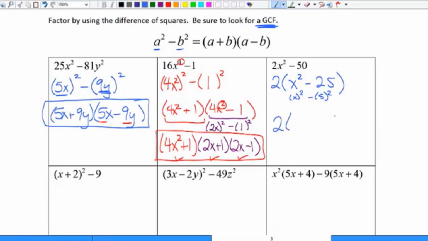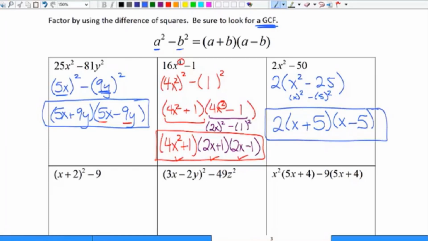So that leaves me with x's in both fronts of the parentheses, 5 in both backs of the parentheses, with one sign positive and one sign negative, and that is completely factored.